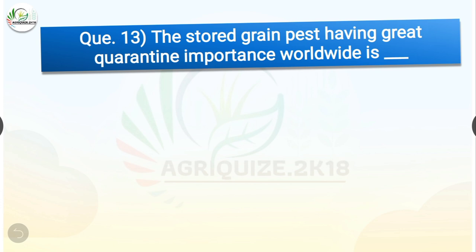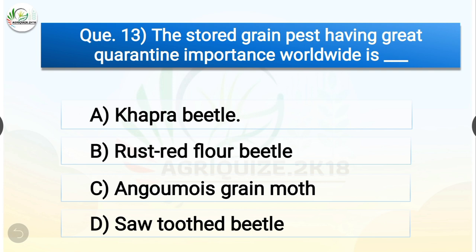The stored grain pest having great quarantine importance worldwide is dash. The options are Khapra beetle, Dust red flower beetle, Angoumois grain moth or sawtooth beetle. The correct answer is option A, Khapra beetle. So the stored grain pest having great quarantine importance worldwide is Khapra beetle.